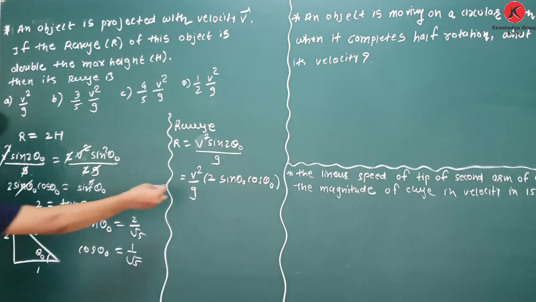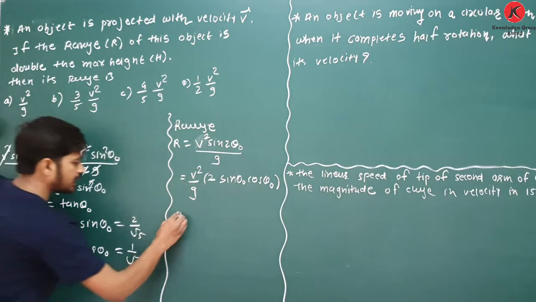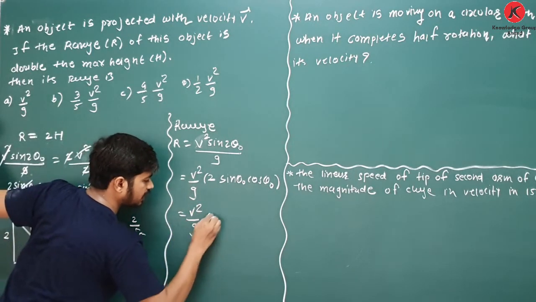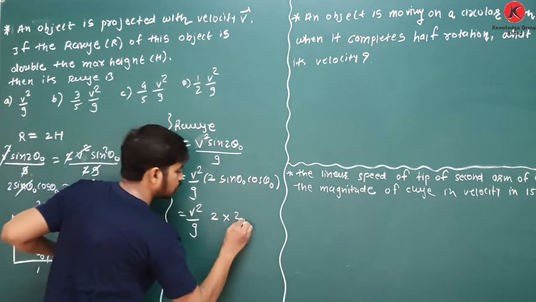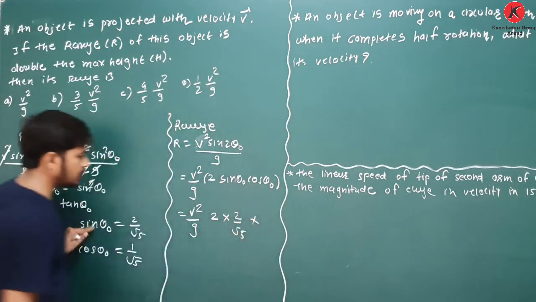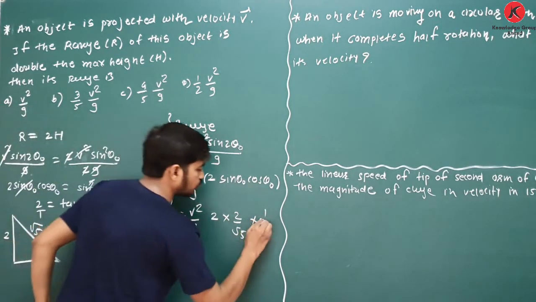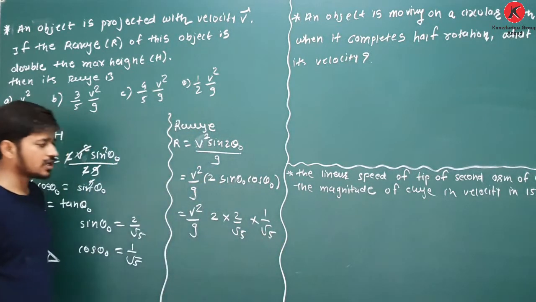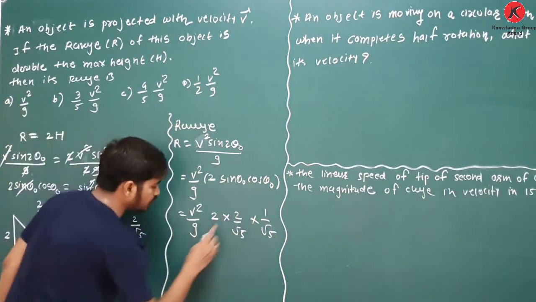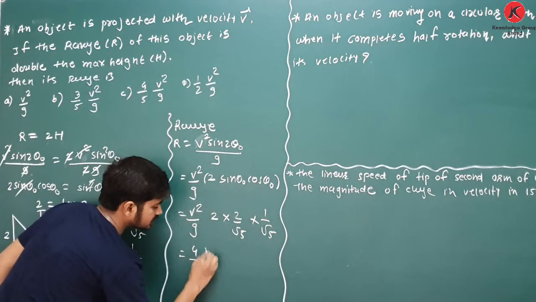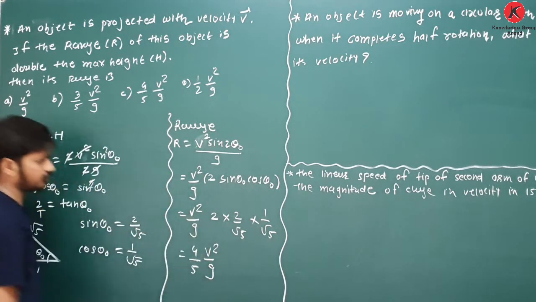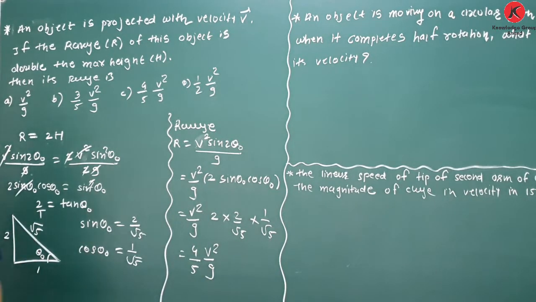Okay, so now put each and every value in this equation. Here it is v square upon g times 2. What is the value of sin theta? Sin theta is 2 upon root 5. What is the value of cos theta? Cos theta is 1 upon root 5. Clear about this? So 2 into 2 is 4, root 5 into root 5 is 5, and v square upon g remains as it is. Clear? This is how you have to solve any question.